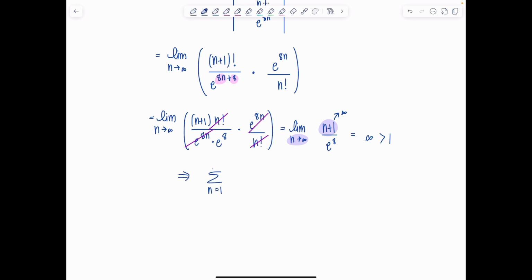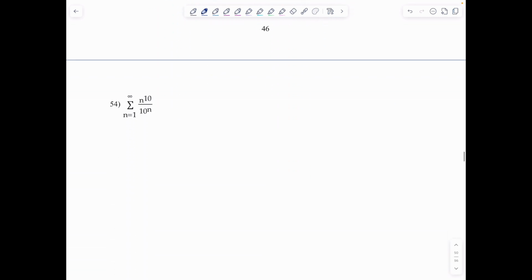And just rewrite it: the sum from n equals 1 to infinity of n factorial times e to the negative 8n diverges. I'm going to put by the ratio test. I always put what test I used. This time they told us what test to use, but it's a good habit to have. Okay? Good. I got more for you. Don't you fret.